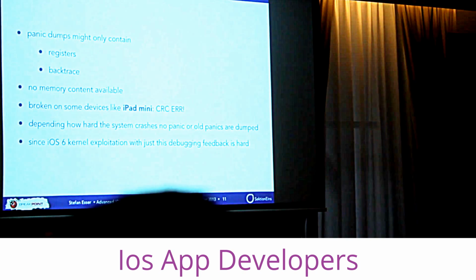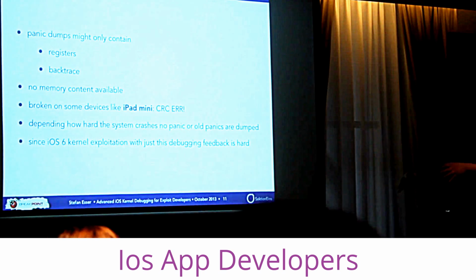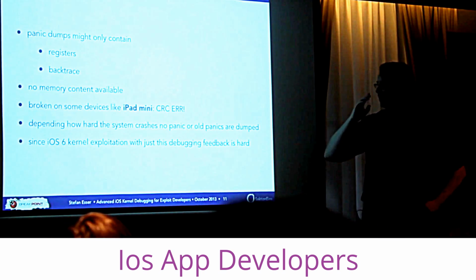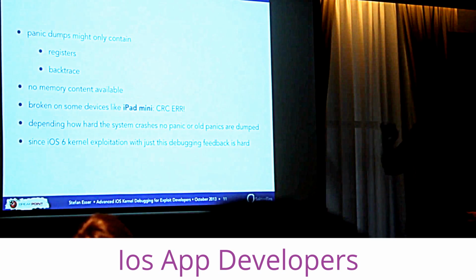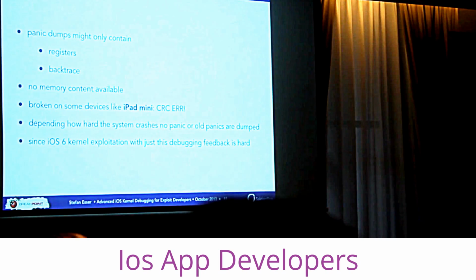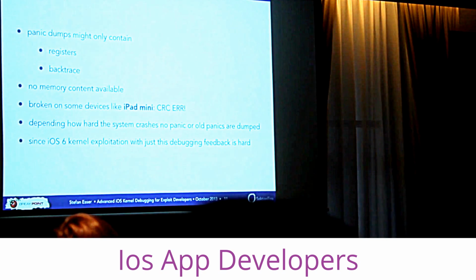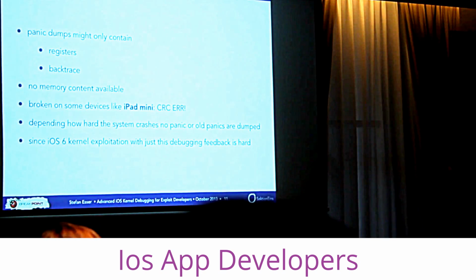Then you have another problem on some devices like the iPad mini. Depending on the device, there's something broken, so nearly always when you trigger a kernel panic, the panic dump will just contain the name CRC error. Nothing else. And so you don't see what's happening. And sometimes, depending on how hard and where you crash the kernel, it's not even able to do the panic dump, so you will get no information.